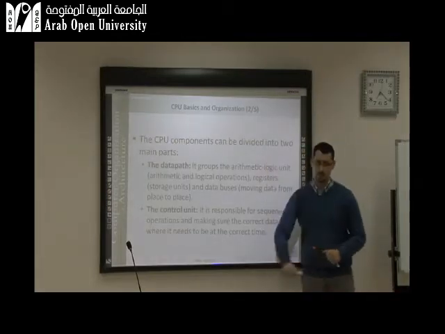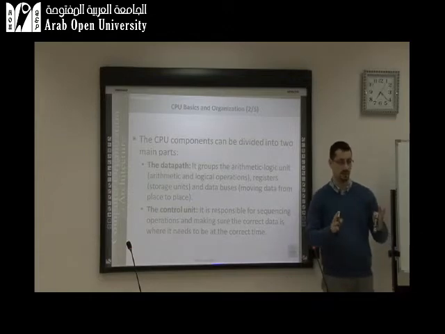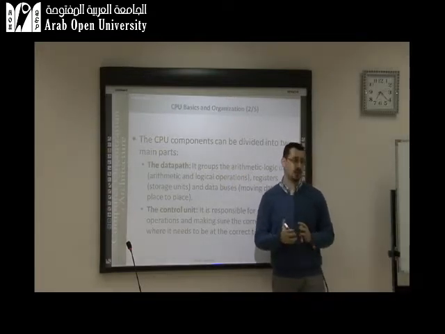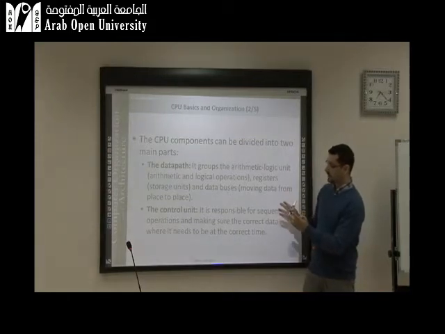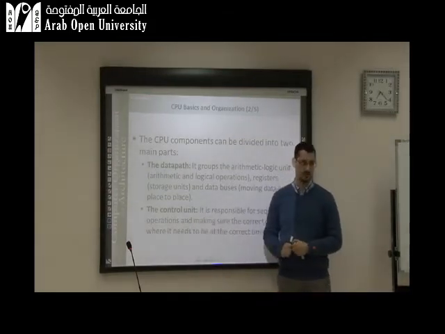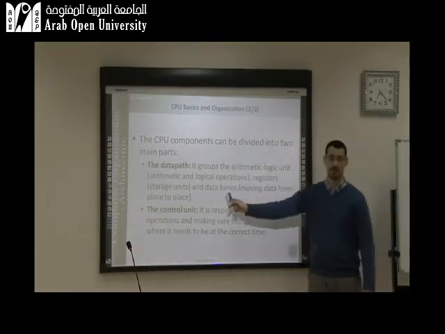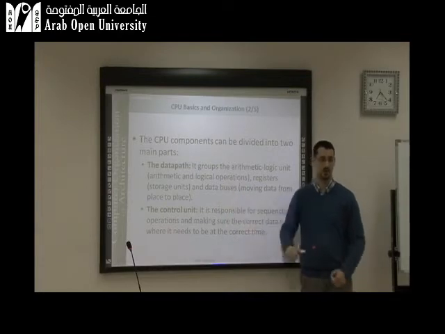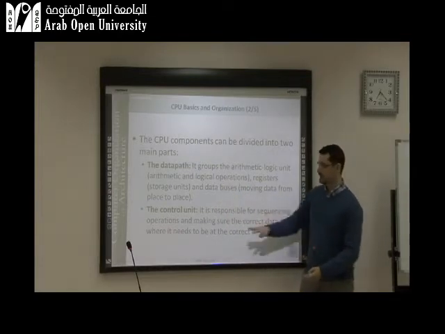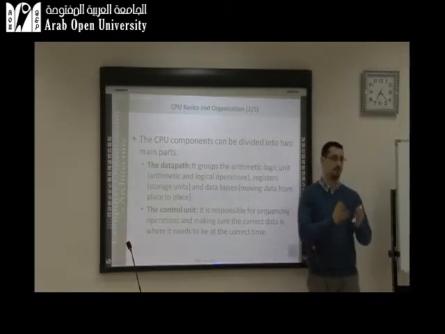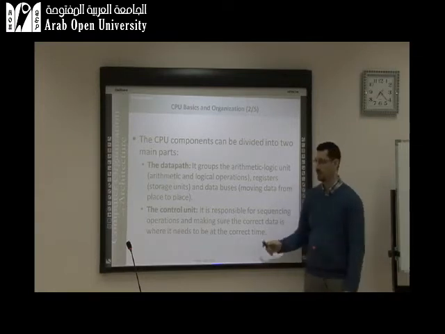So in this von Neumann architecture, we have several parts. Now we will classify them into two main categories. The first category is called the data path. It groups all components in the CPU except the control unit. So in the data path, we will find the arithmetic logic unit, registers, and data buses. And I will explain in detail what a bus is. The second category is the control unit, that is the brain of the CPU. So if the CPU is the brain of the computer, the control unit is the brain of the brain, the brain of the CPU.